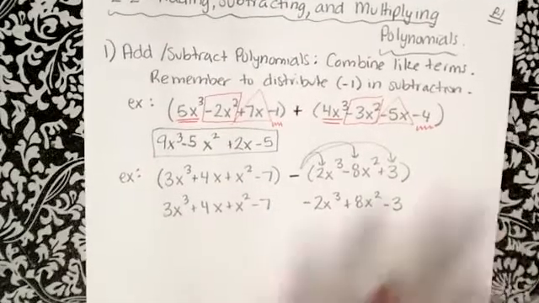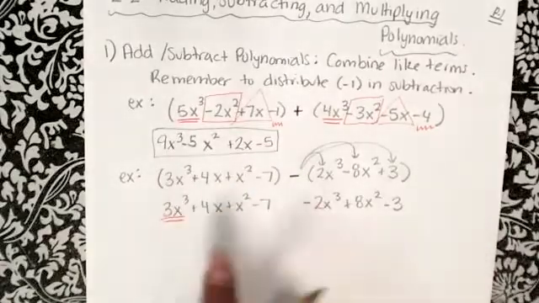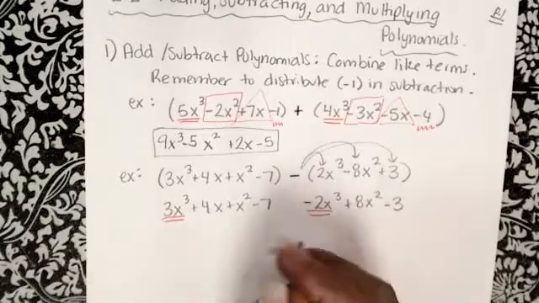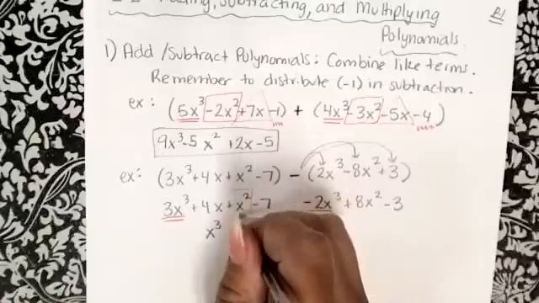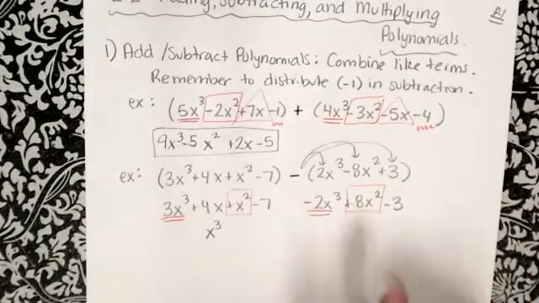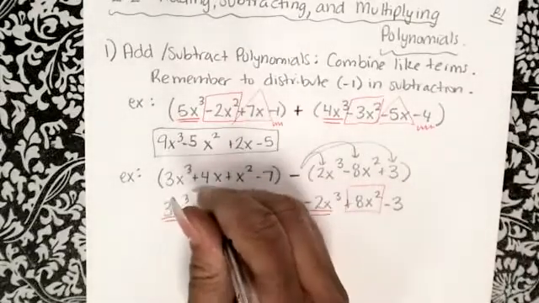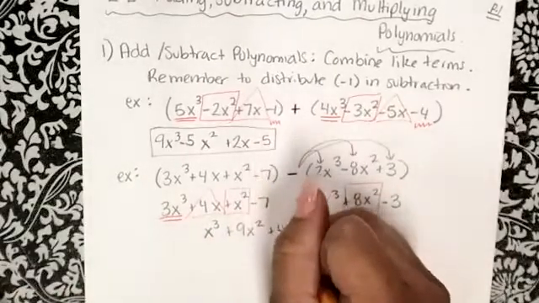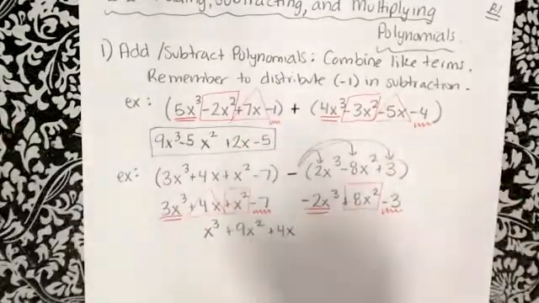I now need to combine like terms. Start off with the highest power. The highest power is going to be the x cubed. So 3 minus 2 is going to be a 1x cubed, which we just write x cubed. Next is going to go x squared. So here's an x squared, and here's an x squared. Now there's an invisible 1 here, you just don't see it. So 1 plus 8 is going to be a 9x squared. Next is going to go the x. So I have a 4x, and that's it. Nothing goes with the 4x. And then the last one is going to be the -7 minus 3, which is going to be a -10.